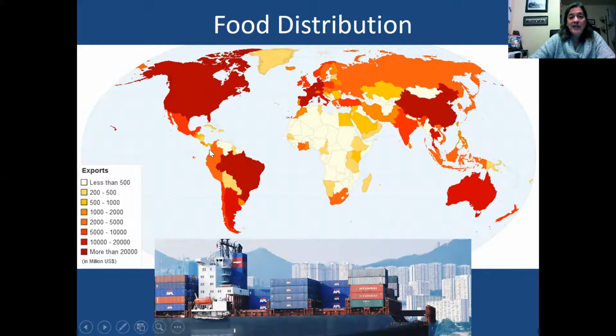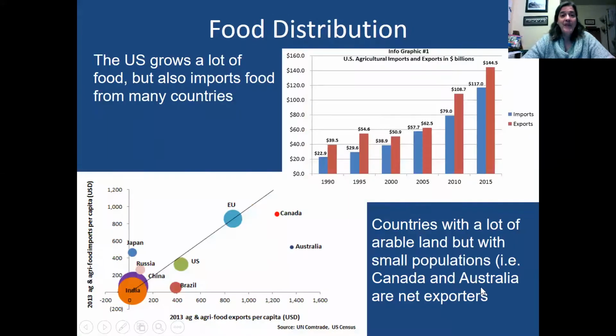So exports, you can see that again North America is a high export country, and you can see the other countries that are too. What does that look like when we send it other places? When you see big ships like that, a lot of those cargo containers might be full of grain. And if you look at the graph of food, this is exports per capita and imports per capita. The big exporters are actually Canada and Australia.